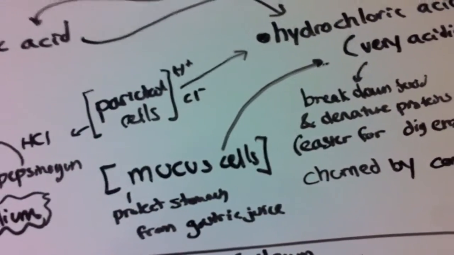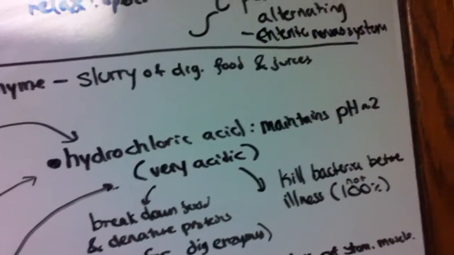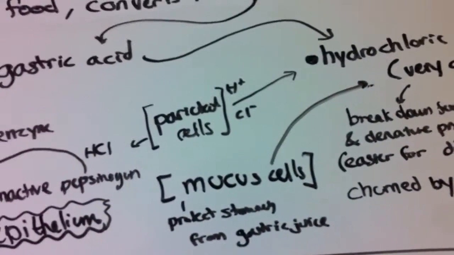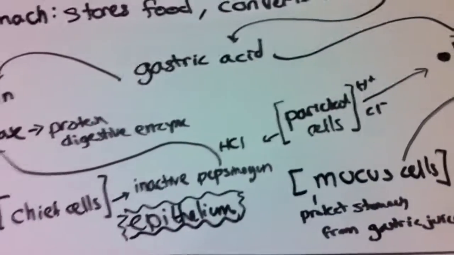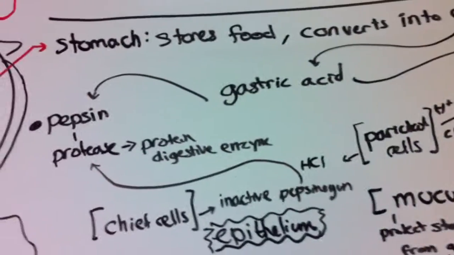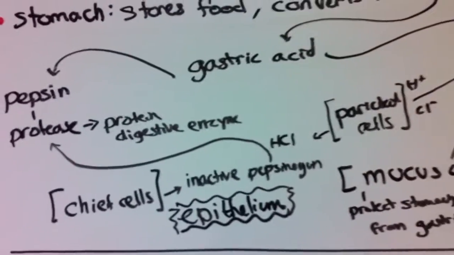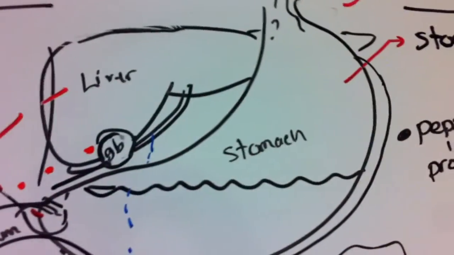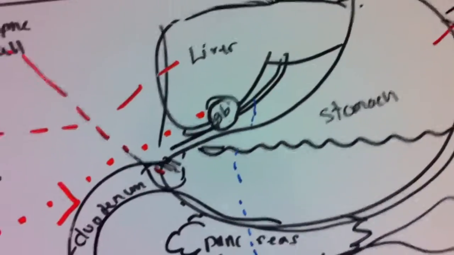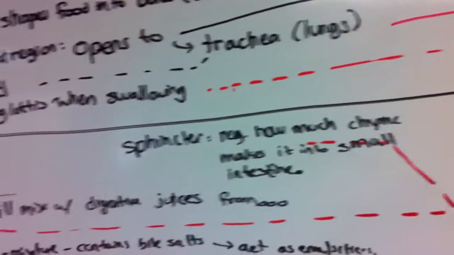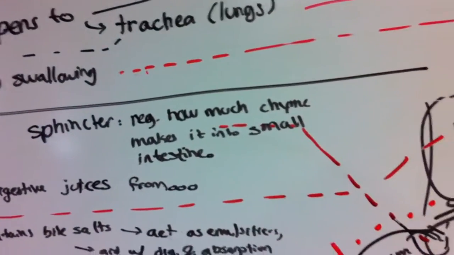Mucous cells will protect the stomach from the gastric juice, which is, of course, very acidic. It will protect the stomach from digesting itself. All of this is located in the epithelium. So, in the stomach, we move on to what we call a sphincter. Another sphincter. It will regulate how much chyme will make it into the small intestine, which we will start right afterwards.